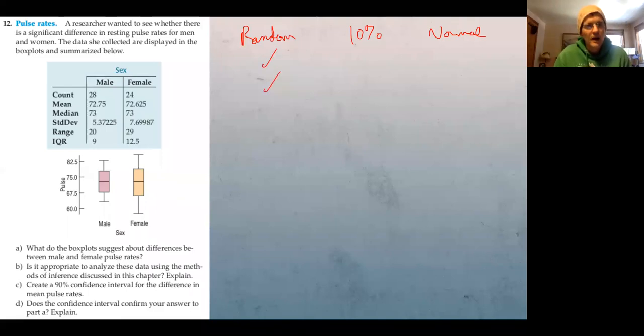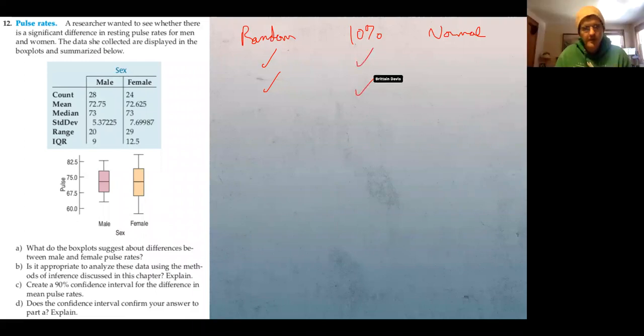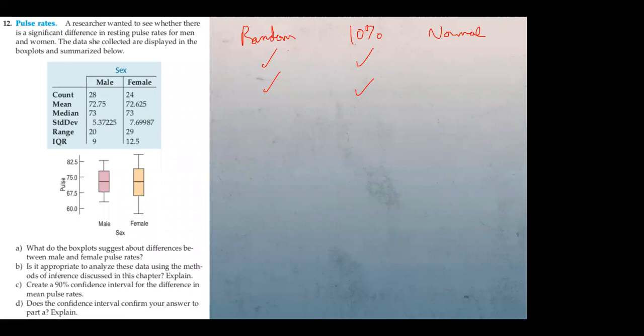Okay. 10%? Yep, definitely. We're talking about men and women, and we're looking at not very many. Okay, now normal. Both of the box plots look pretty normal.